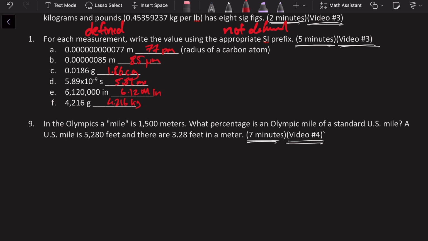in a meter. We're finding the percent a mile in the Olympics is of a US one. The simple way to do this is to get everything into US miles. So 1 Olympic mile multiplied by 1,500 meters over 1 Olympic mile, multiplied by 3.28 feet over 1 meter, multiplied by 1 mile over 5,280 feet. This should get us 0.9318, and when that's converted into percentage, we get 93.18%.